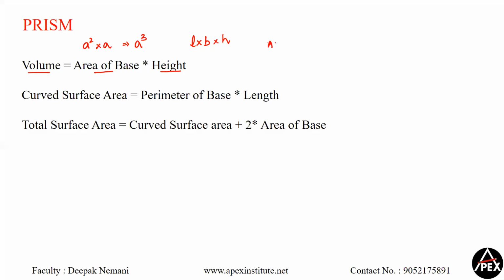What is the area of its base? Pi r square into height will give us the volume. You can check the formulas of these three. They are same. Volume of cube is a cube. Volume of a cuboid is LBH. Volume of a cylinder is pi r square H. Isn't it? Is this clear? Yes or no? Quick responses. So prism is a three-dimensional solid which has uniform cross section throughout.